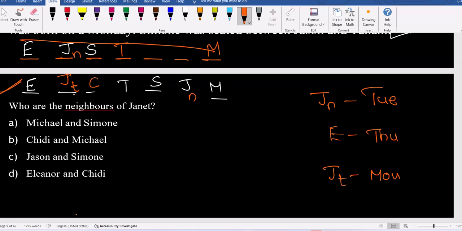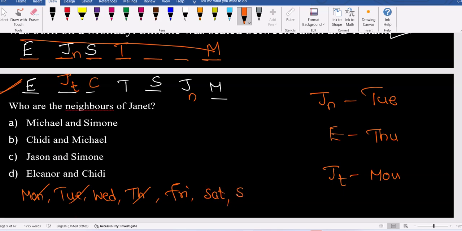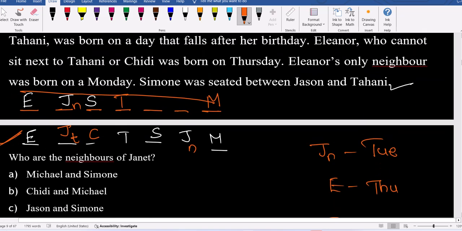See, regarding birthdays, adjacent means they cannot sit adjacent. That is also a problem. If they are adjacent, they cannot sit next to adjacent people. Fine. Now the days available: Monday gone, Tuesday gone, Thursday gone. The days available are only 4: Wednesday, Friday, Saturday, Sunday.